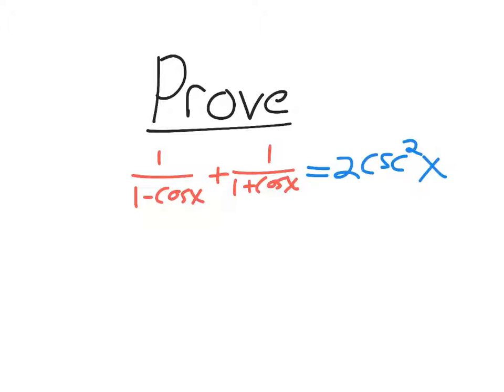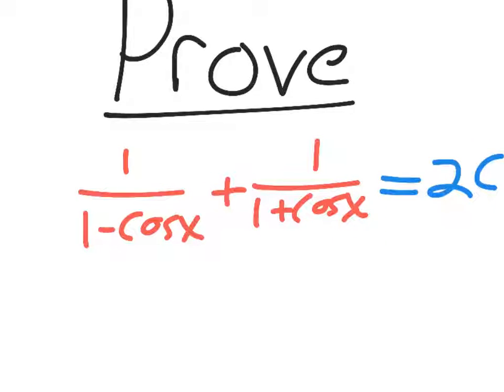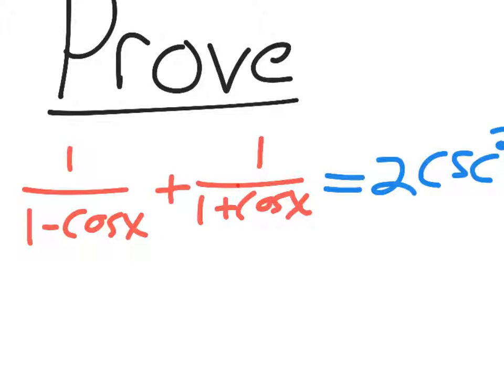We're asked to prove that the left side of the equation equals the right side of the equation. So left side's in red here. First thing you need to do is see that there's two terms on the left, there's one term on the right. So you've got to be able to combine these two, and the only way to do that is by getting common denominators here.